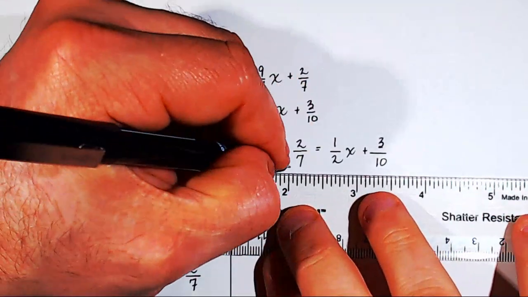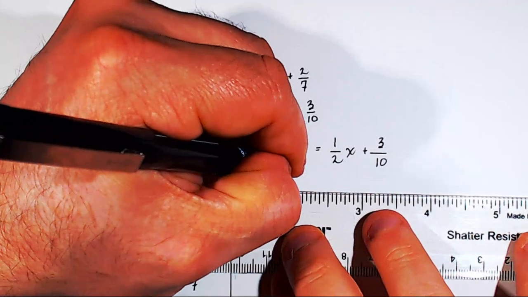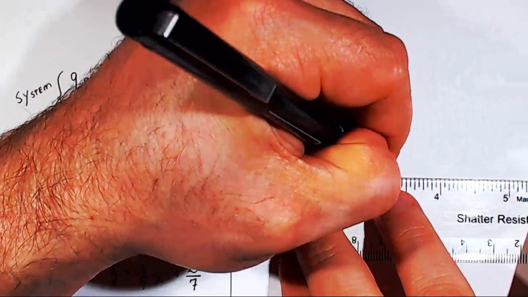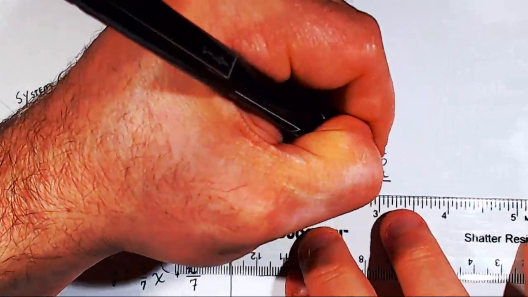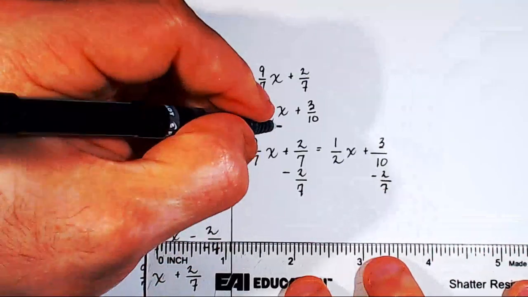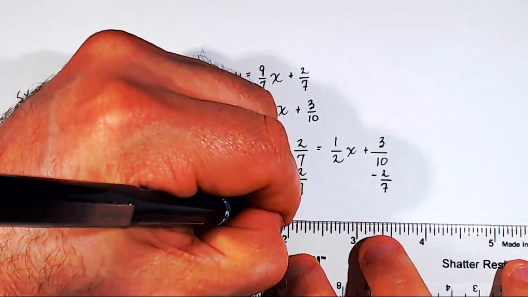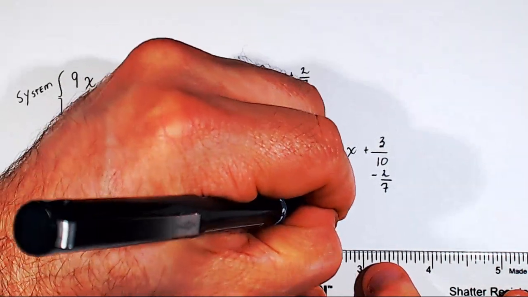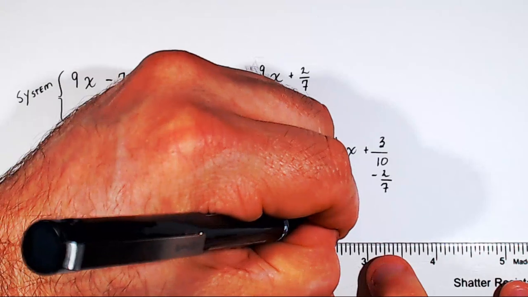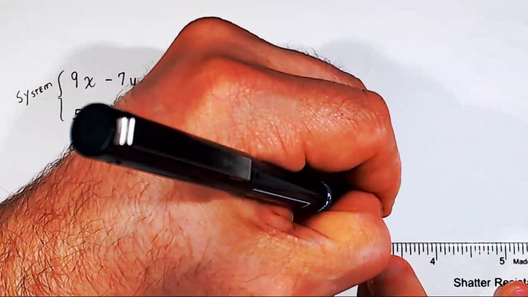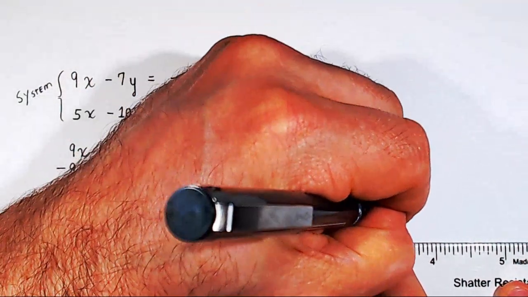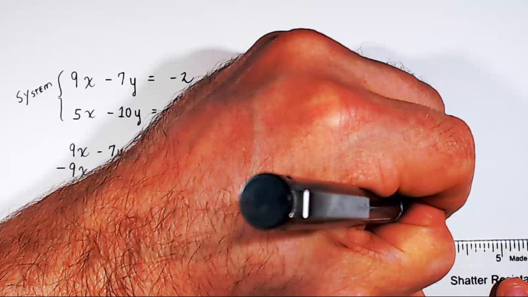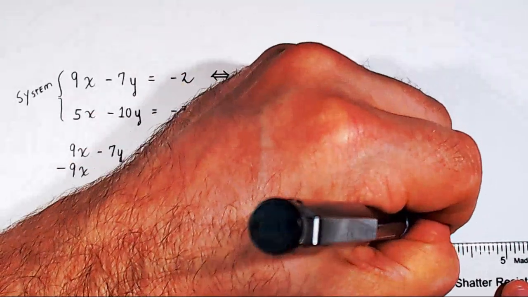So what I'll do is subtract out 2/7 on both sides, and I'll have 9/7x equal to 1/2 x plus 3/10 minus 2/7.